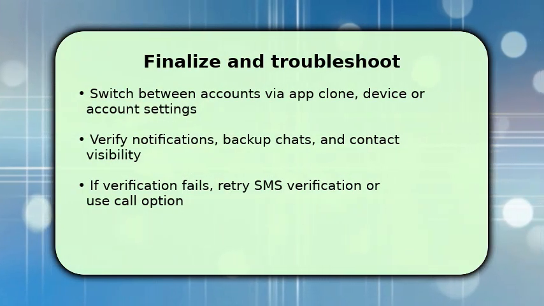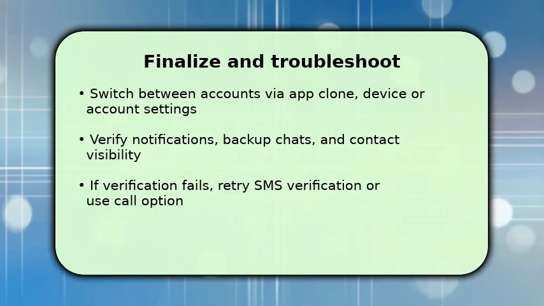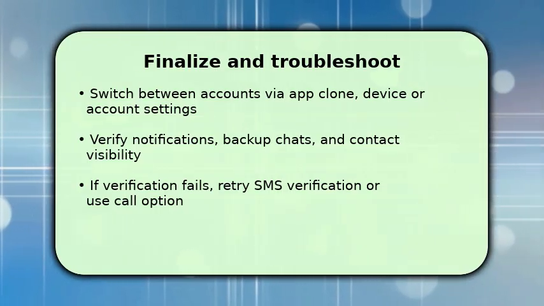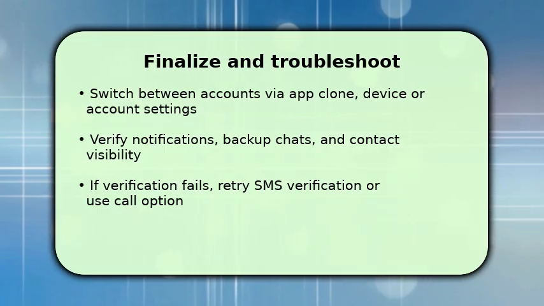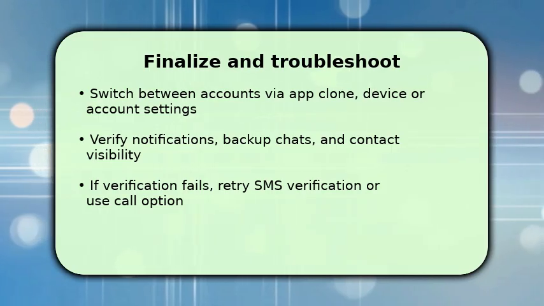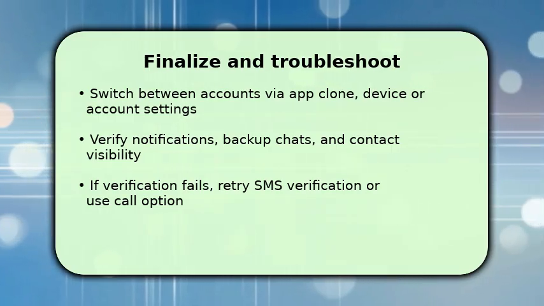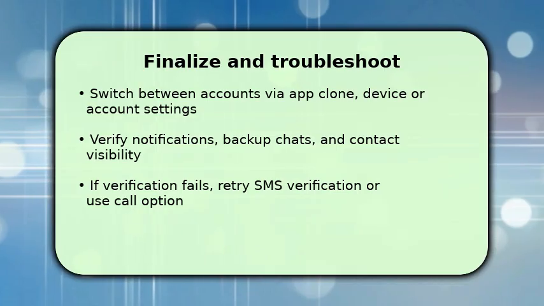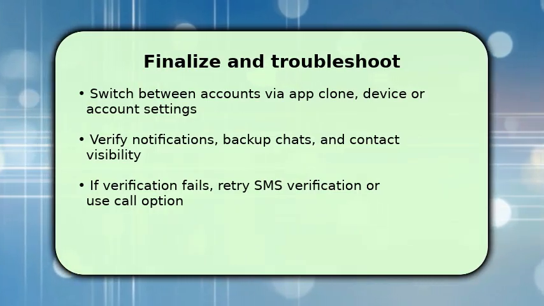You should confirm which account sends messages by default and enable chat backups per account so you don't lose history. Go to settings and backups for each. Once done, test calls and messages to contacts on both numbers. If notifications overlap, adjust notification settings for each app instance or device.